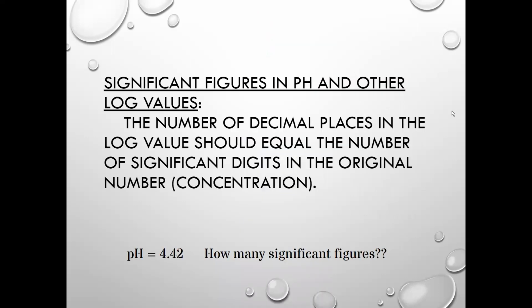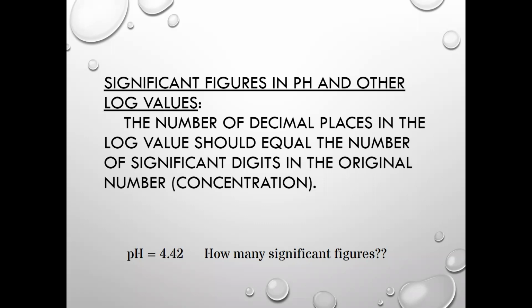I believe in a minute here on the slide, it kind of says it better than that. If y'all remember sig figs with pH and other log values, the number of decimal places in the log value should be equal to the number of significant figures in the original number, which is usually a concentration. So pH is equal to 4.42. How many significant figures would that be?